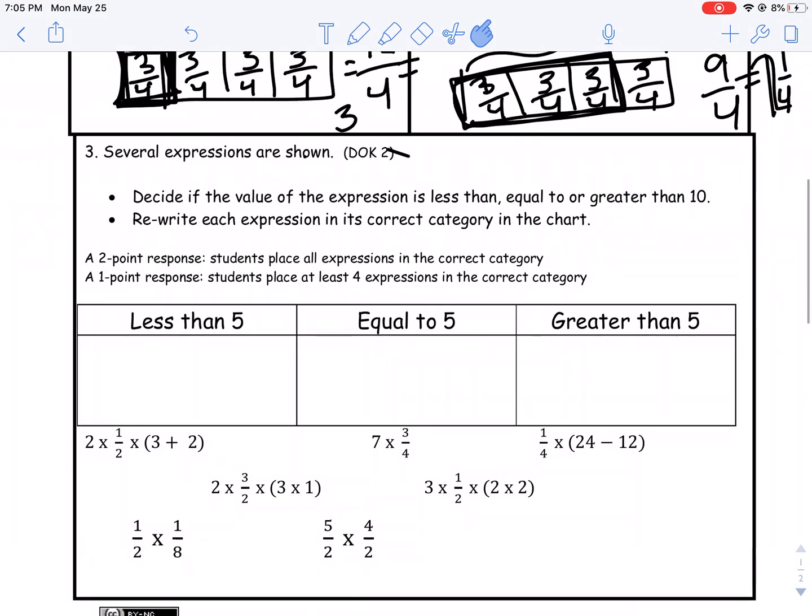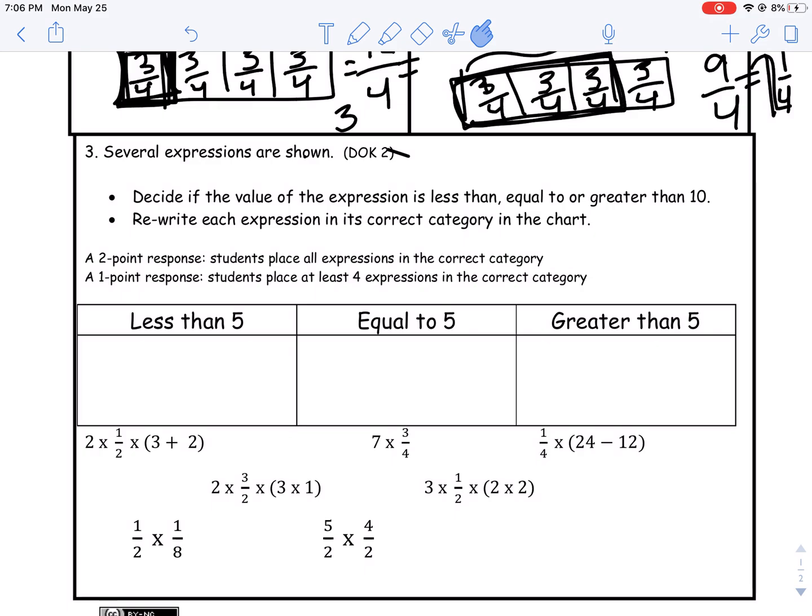Number 3. Several expressions are shown. Decide if the value of the expression is less than, equal to, or greater than 10. Rewrite each expression in its correct category in the chart. So in order to get 2 points for this, you had students place all the expressions in the correct category. To get 1 point, at least 4 of these are in the correct category, and anything less than 4 would be a 0. So let's get started.